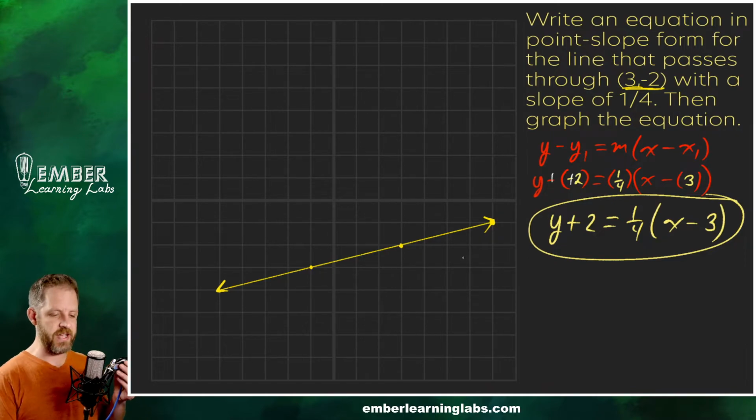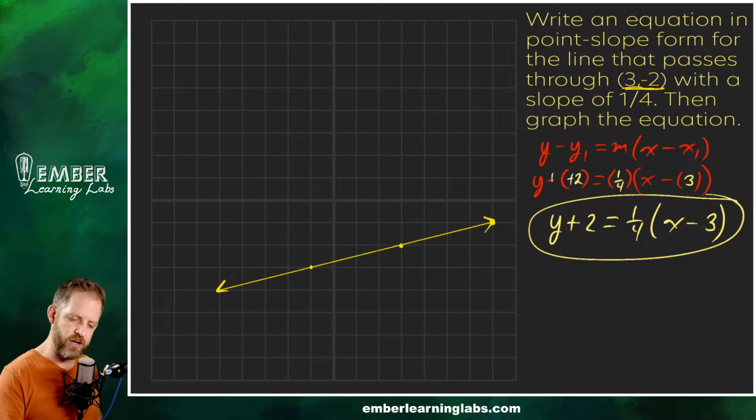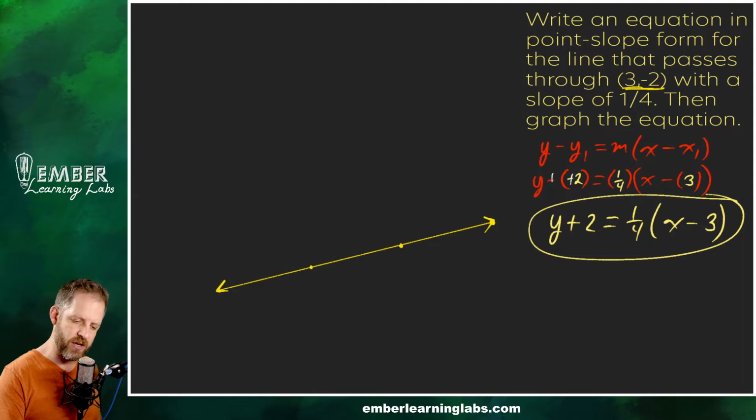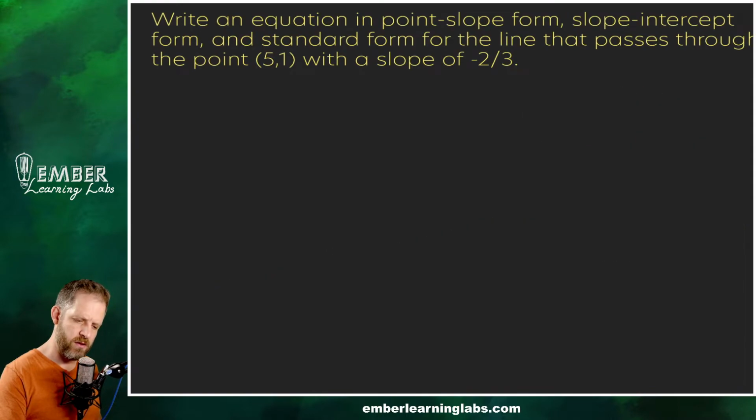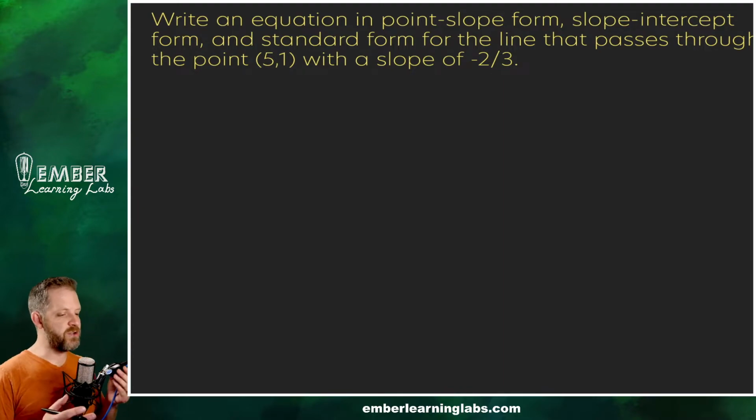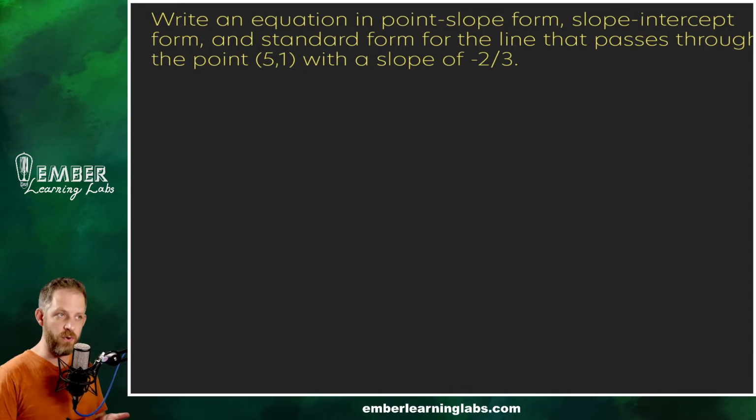Let's do another example. This time we won't worry about graphing it. We'll just write the equation. Okay, so we're going to write an equation in point-slope form, slope-intercept form, and standard form for the line that passes through.